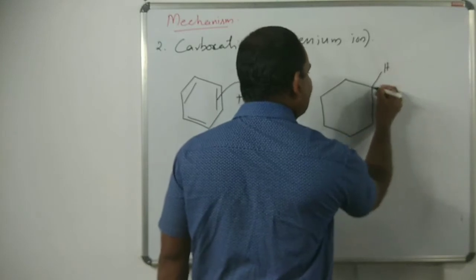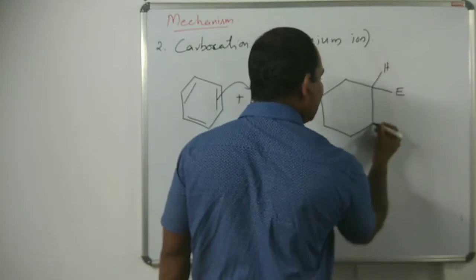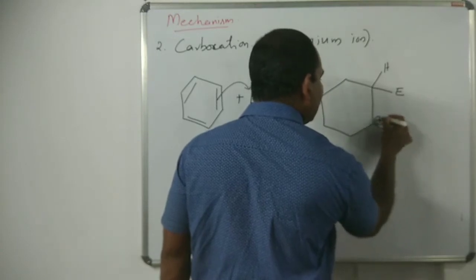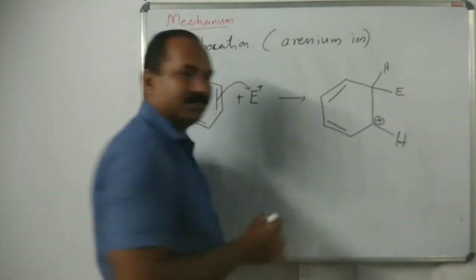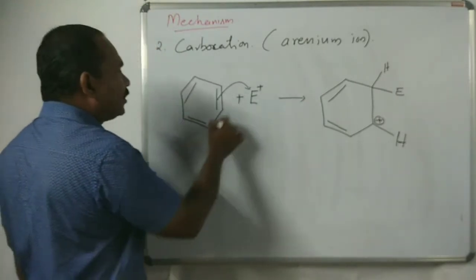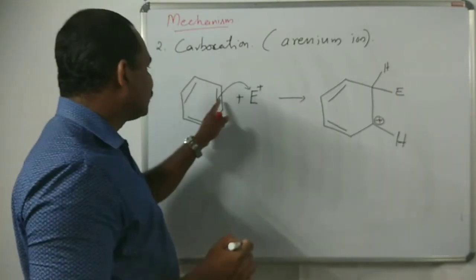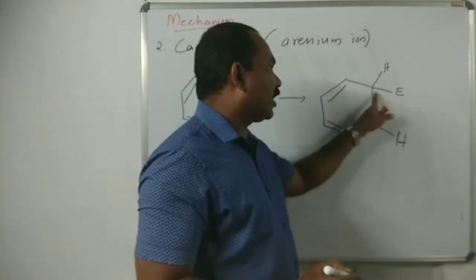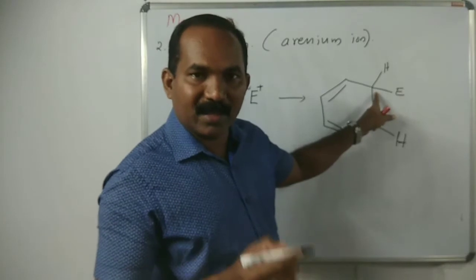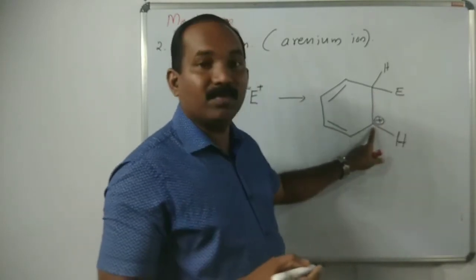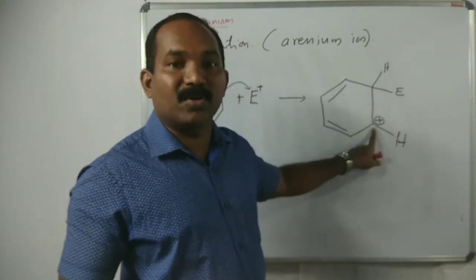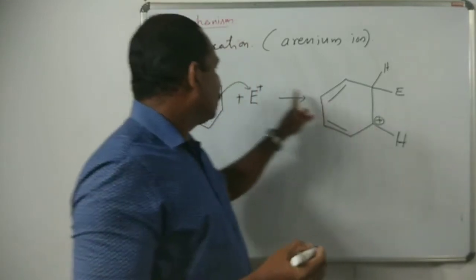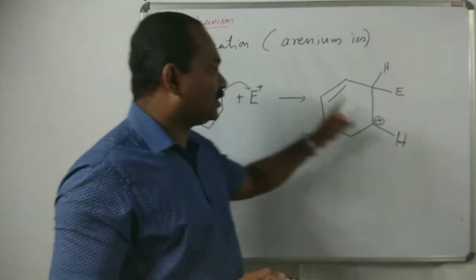You know that each carbon contains a hydrogen atom. Okay, 6 carbons contain hydrogen atoms. This pi electron is moved to the electrophile. So any one of the carbon atoms gets attached by the electrophile. The other carbon becomes positive. Okay, inductive effect you studied. So the electrophile is added to the benzene ring.